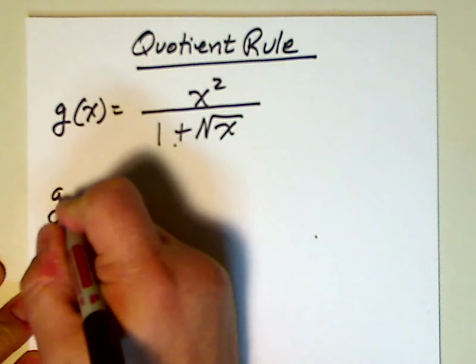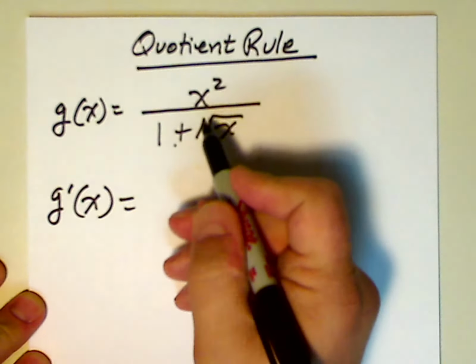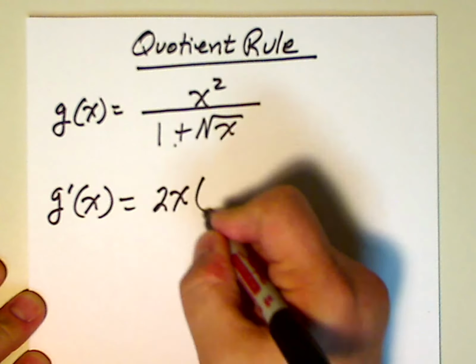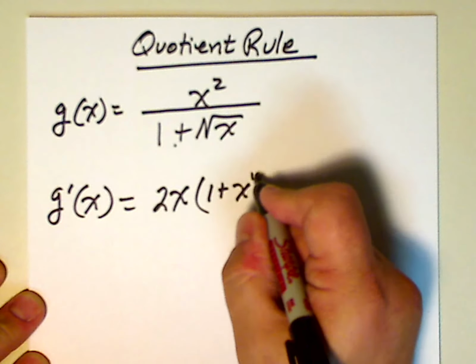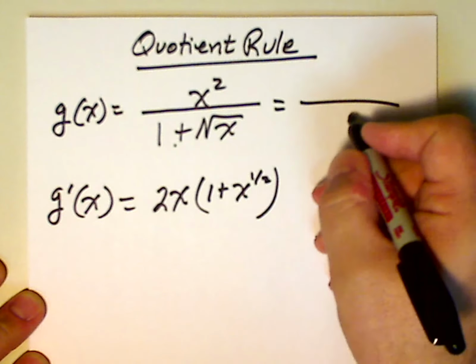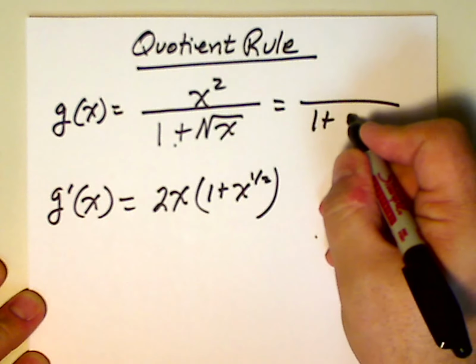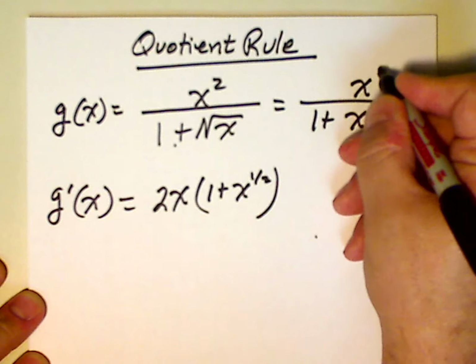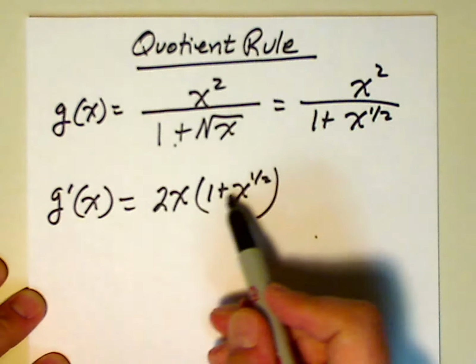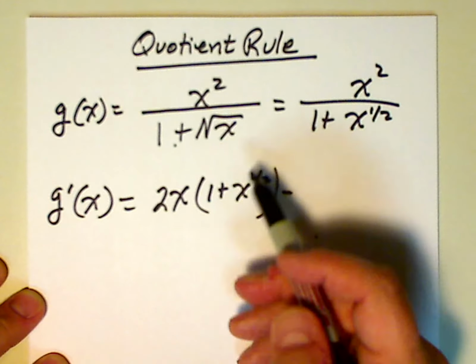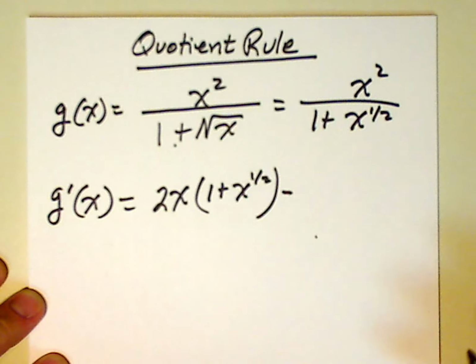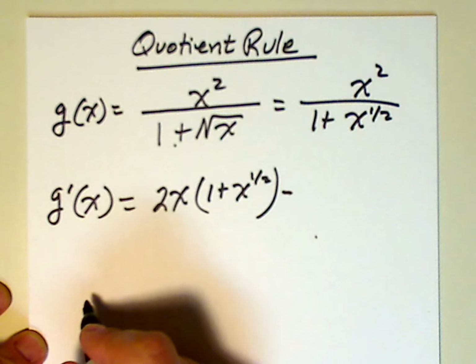So let's differentiate g prime of x. Well, we take the derivative of the numerator, that's 2x, times the denominator, 1 plus, let's write this as x to the 1/2. Let's rewrite this thing as x squared over 1 plus x to the 1/2. So it's 2x times 1 plus x to the 1/2, and we're going to subtract off the derivative of the denominator. Well, the derivative of the square root of x is a half x to the negative 1/2, but let's show you how that's done.